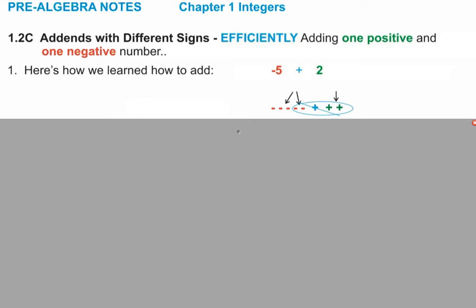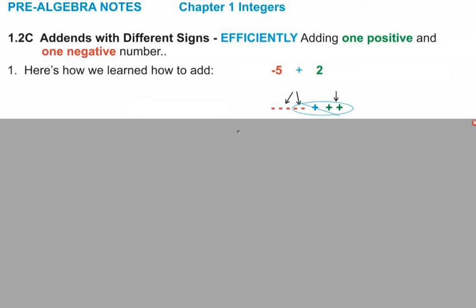Okay, so when it says the word addends, don't let that get you so concerned. That just means two numbers that are being added. The word addends means two numbers being added. So don't let that give you any kind of concern. We want to now efficiently add one positive and one negative.